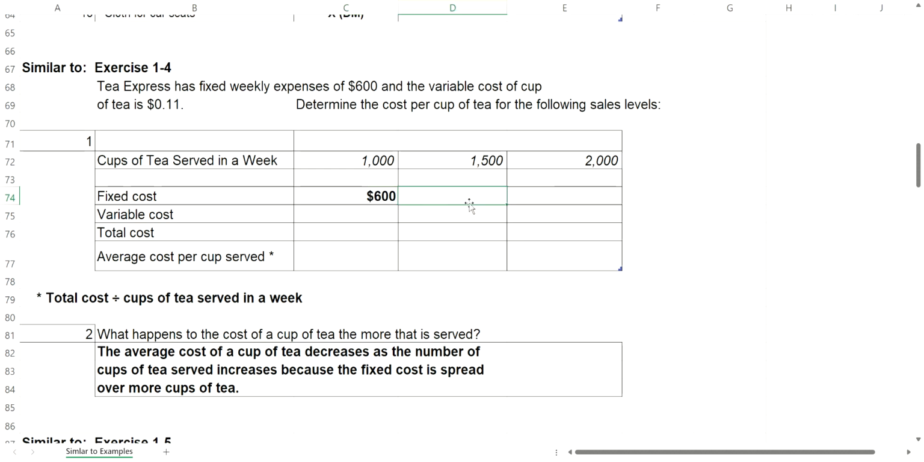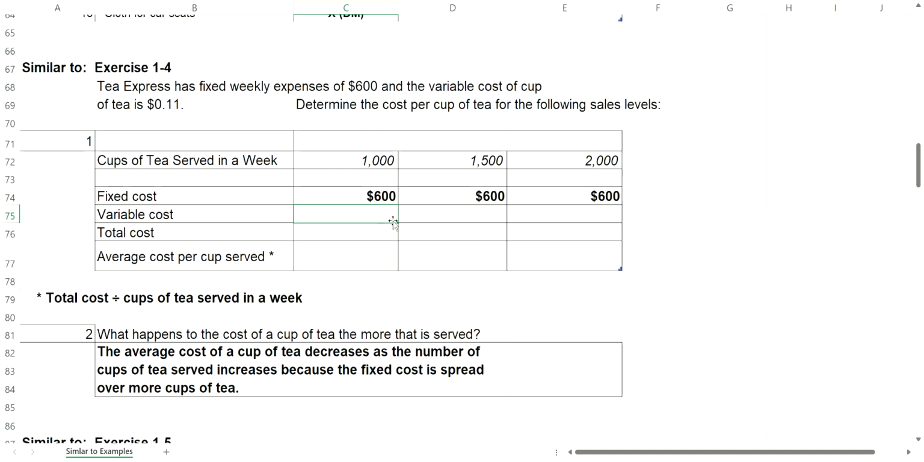If you sold 1,500 cups of tea, the fixed cost would still be $600. And if you sold 2,000 cups of tea, the fixed cost would still be $600. So I will fill $600 in for each level. Now the variable cost is 11 cents per cup sold. That could cover the cost of the ingredients of the tea and the labor cost of the individual serving the tea, because that would vary depending on how many cups of tea you sell.